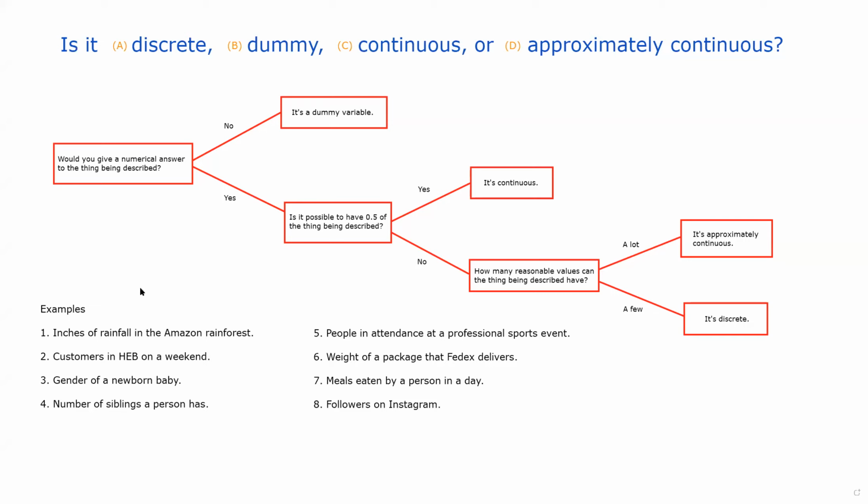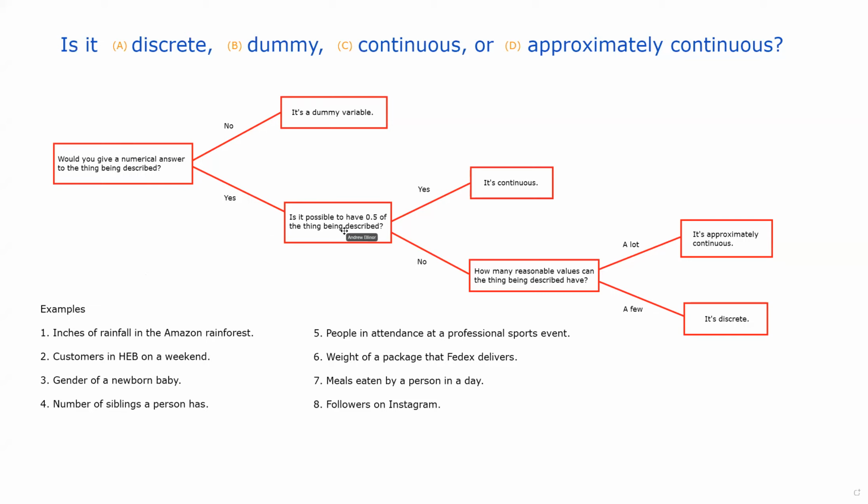So let's get started. Starting with example number 1, we have inches of rainfall in the Amazon rainforest. Would you give a numerical answer to the thing being described? Well, yeah, you could have 3 inches, 4 inches, 5 inches, whatever. So yes, you would give a numerical answer to the number of inches of rainfall in the Amazon rainforest.